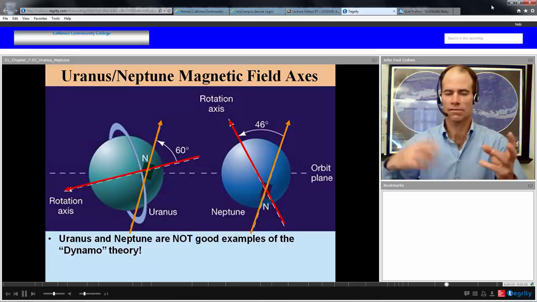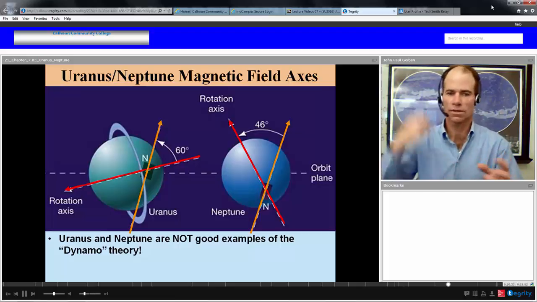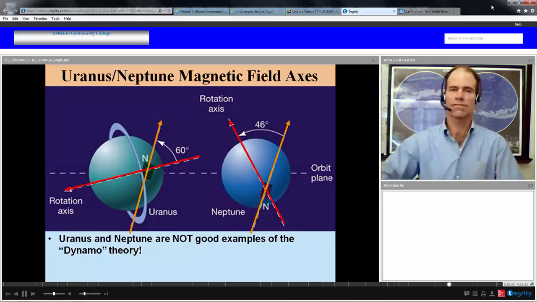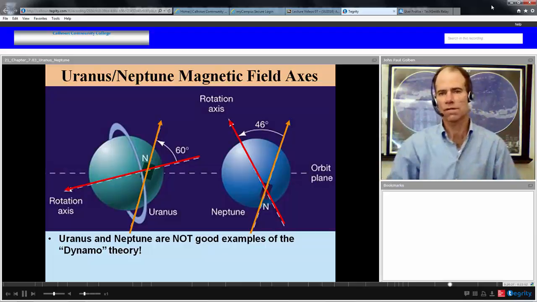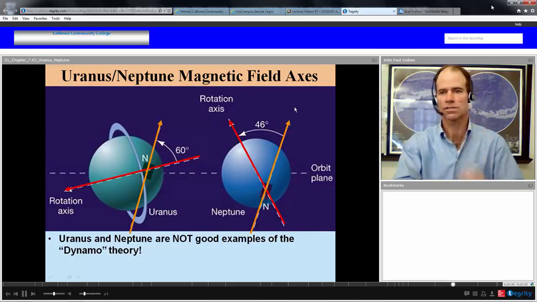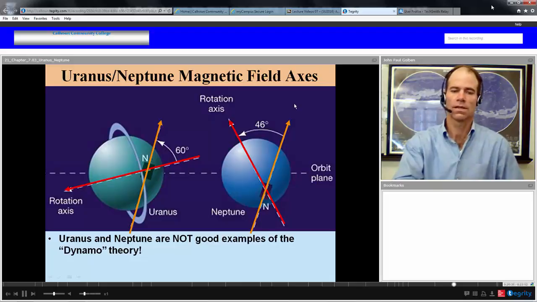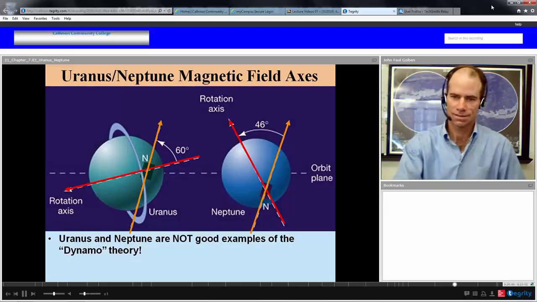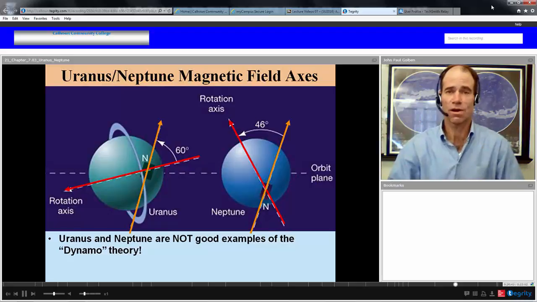The idea is that if there is metallic substance inside and it's spinning with the rotation axis, then the magnetic field should come out near that rotation axis. That's the dynamo theory. But neither one is conforming to that, at least according to measurements taken by Voyager. I have a theory that maybe the Voyager measurements were wrong, because this dynamo theory is a pretty good theory, and it's explained a lot of the effects of Saturn and Jupiter.